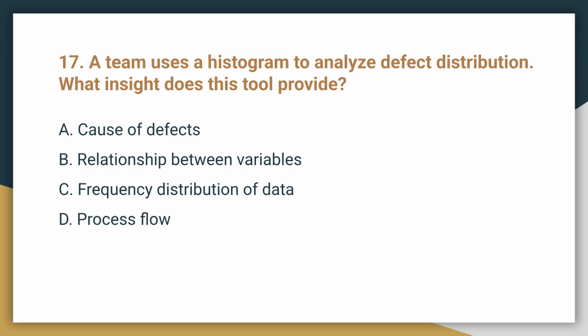Question 17. A team uses a histogram to analyze defect distribution. What insight does this tool provide? The correct answer is C. Frequency distribution of data. Histograms visually display how frequently different values or outcomes occur within a dataset.